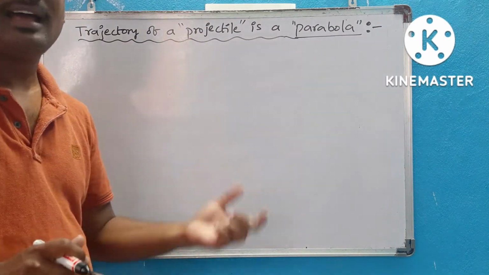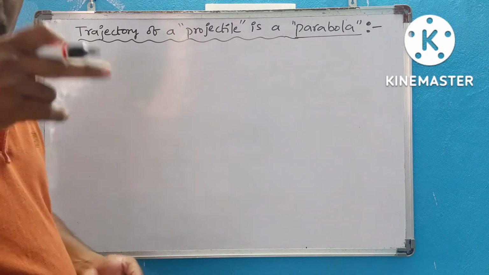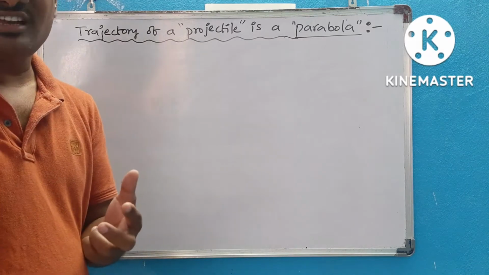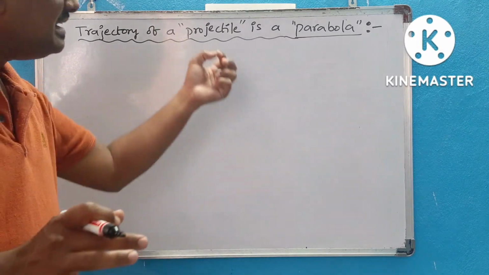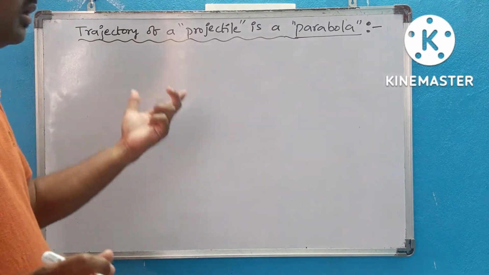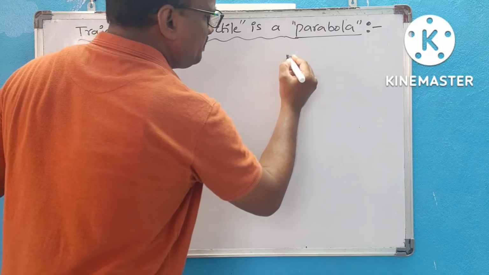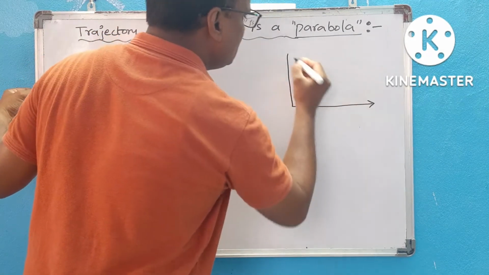Parabolic shape. So now we have to prove that the path is a parabola. The projectile's path is a parabola, and that is proved in this question. Okay, so now I can draw the picture here.